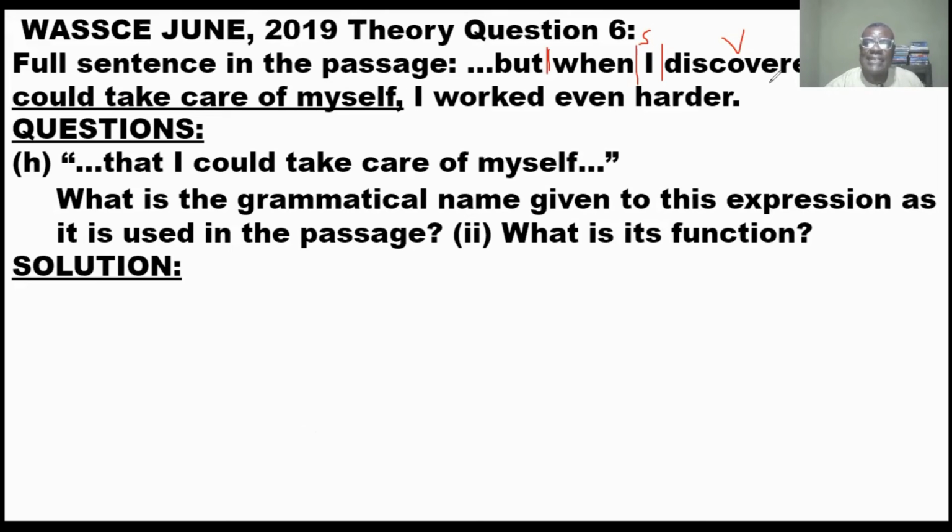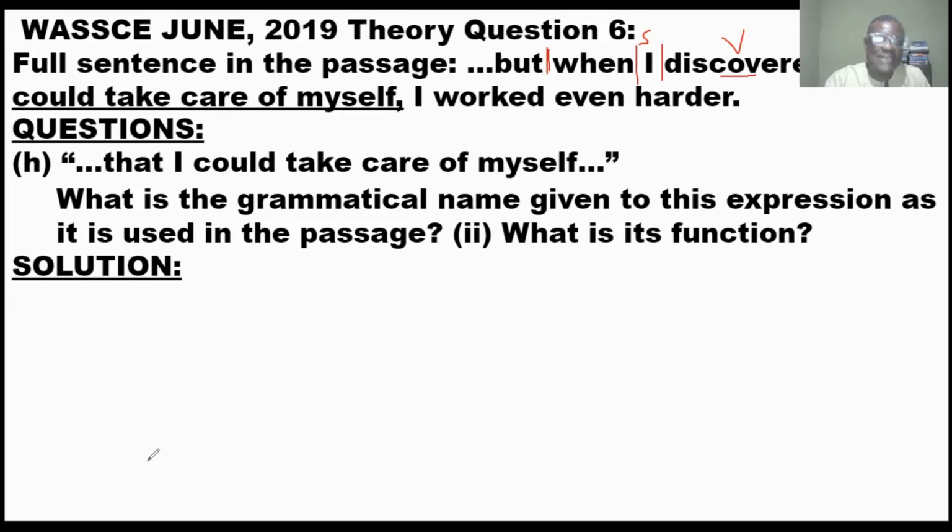So when I discovered that, so this actually should be an object, okay? When I discovered, because discovered is an action verb. And so what comes after the action verb receives the action reported by the verb. And the only thing that receives the action of another is an object. So this shows us that the function here is that of an object. So it is a noun clause that performs the function of an object in this sentence.